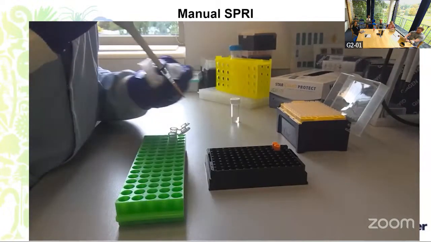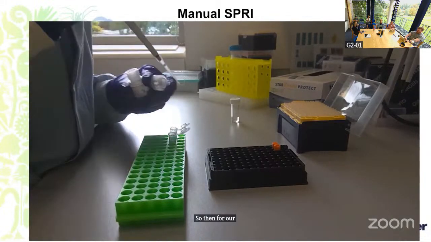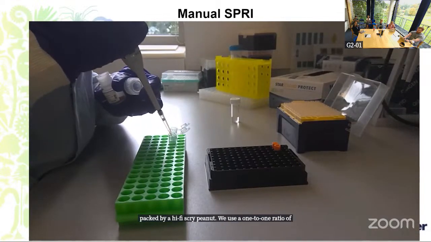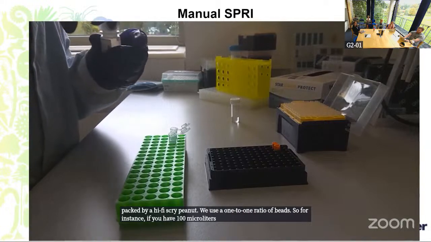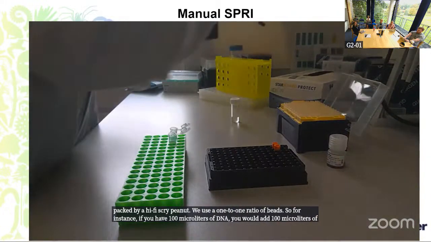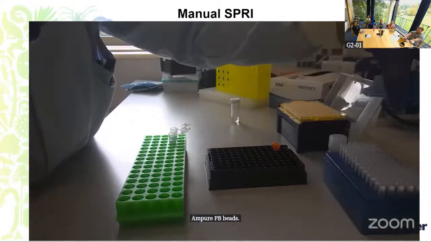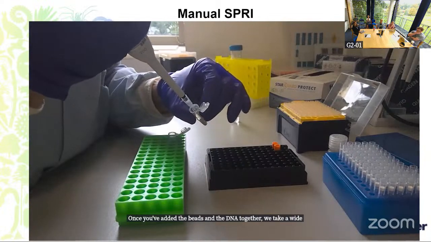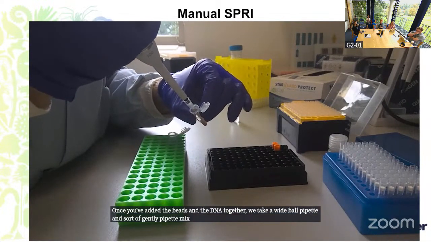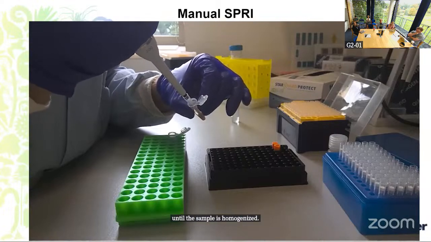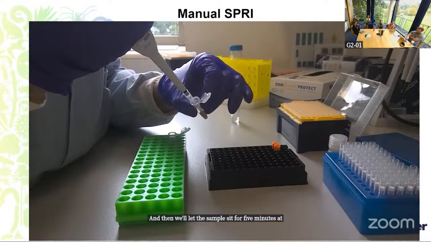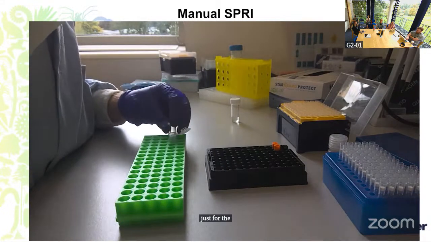Then for our PacBio HiFi SPRI cleanup, we use a 1-to-1 ratio of beads. So for instance, if you have 100 microliters of DNA, you would add 100 microliters of your AMPure PB beads. Once you've added the beads and the DNA together, we take a wide bore pipette and gently pipette mix until the sample is homogenized. And then we let these samples sit for 5 minutes at room temperature, just for the DNA to attach to the beads.